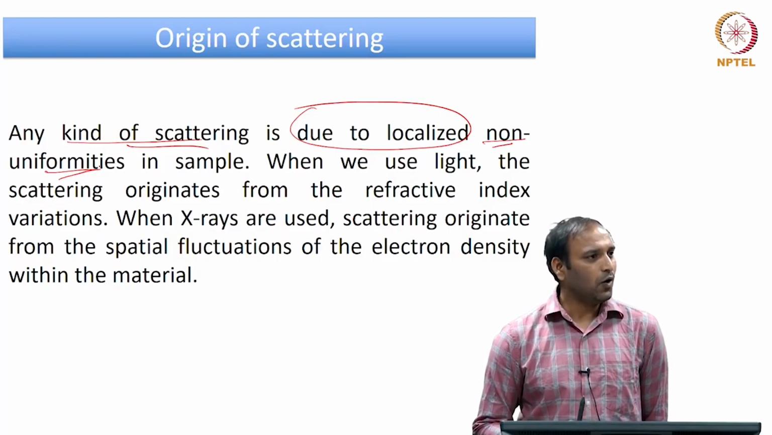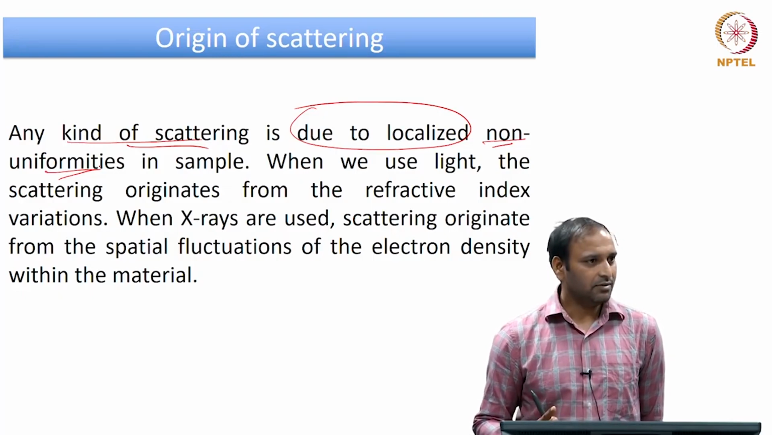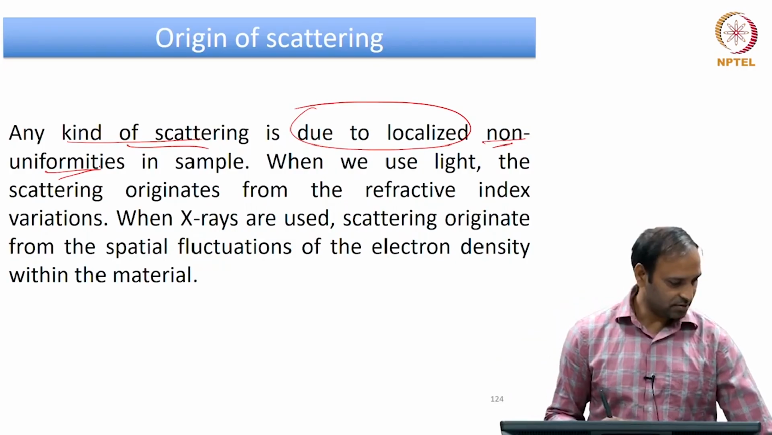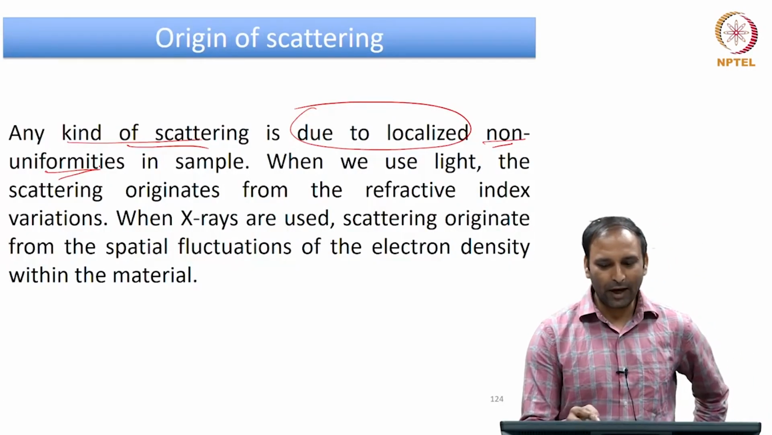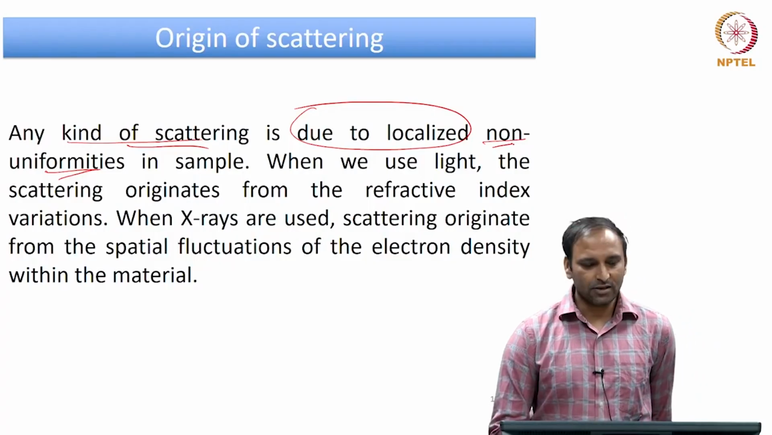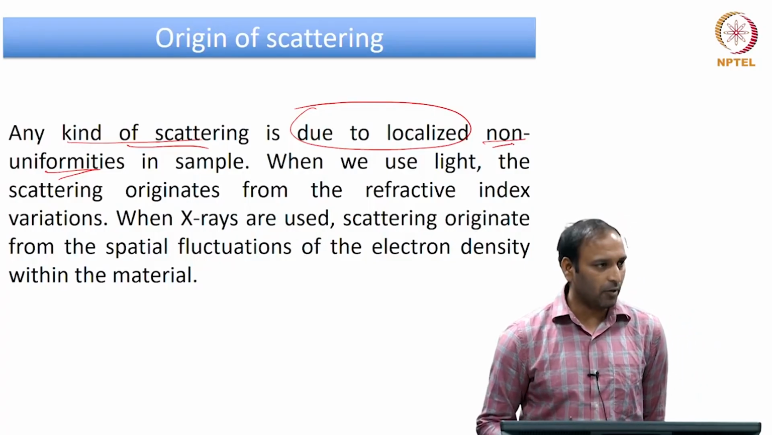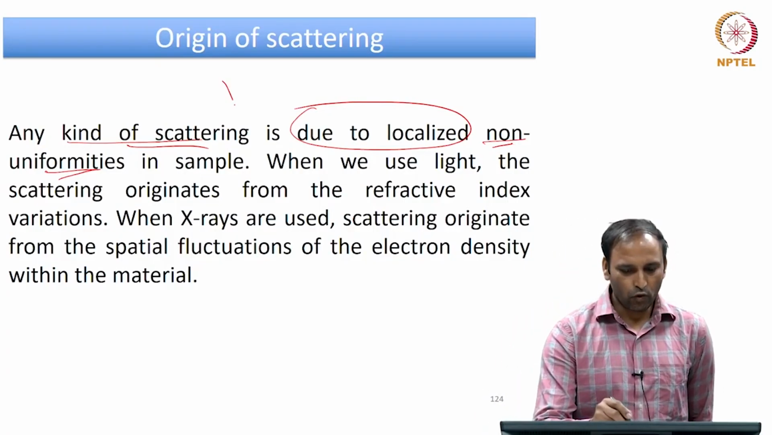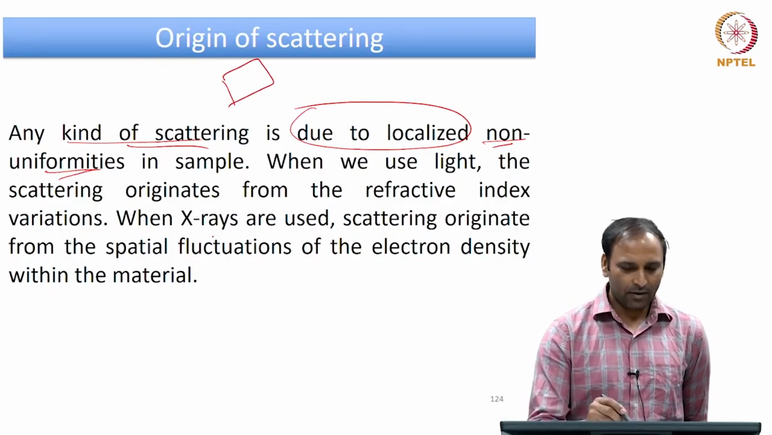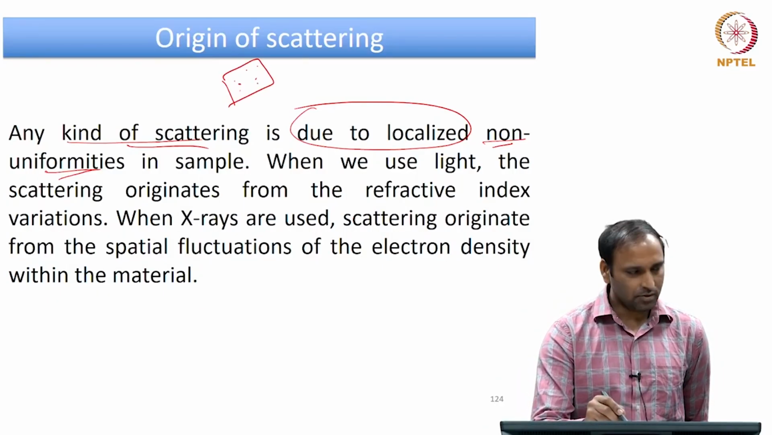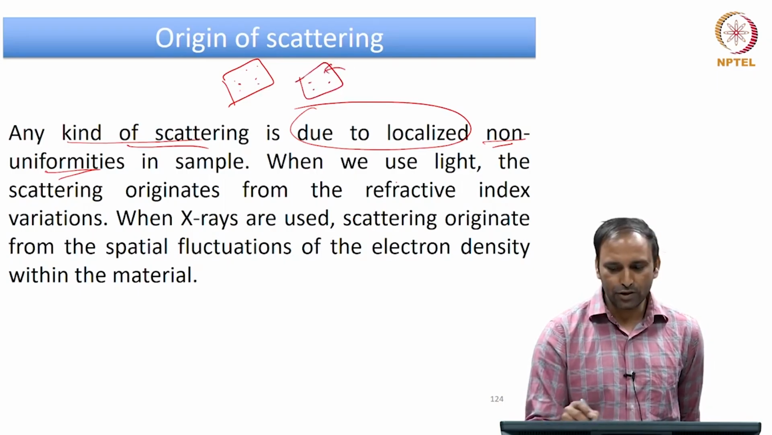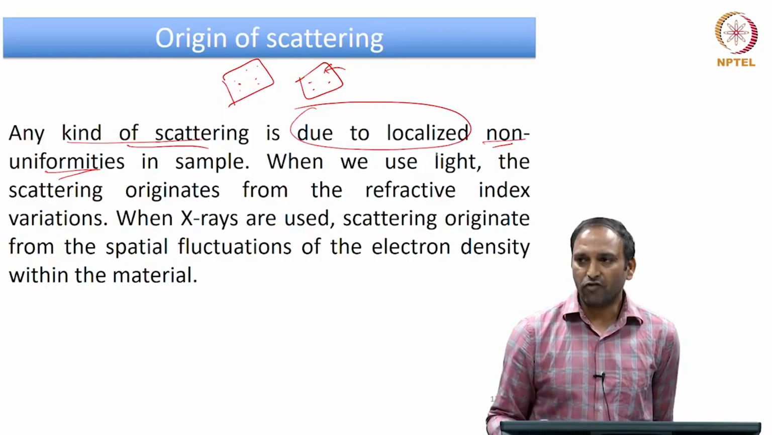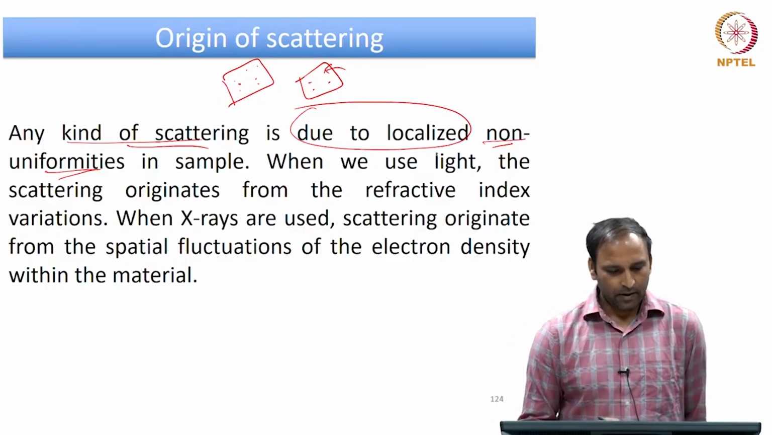It becomes clear from the previous example. If I had only clean air, you won't see these colors. So you need to have localized non-uniformities. What I mean by that is you should have air with some particles, or liquid with some particles. The particles in that case constitute non-uniformities in the sample.